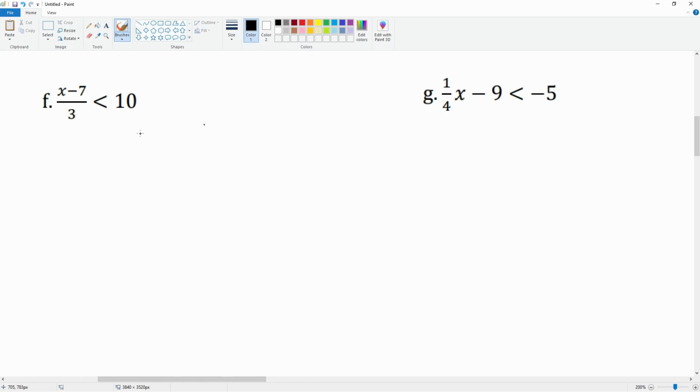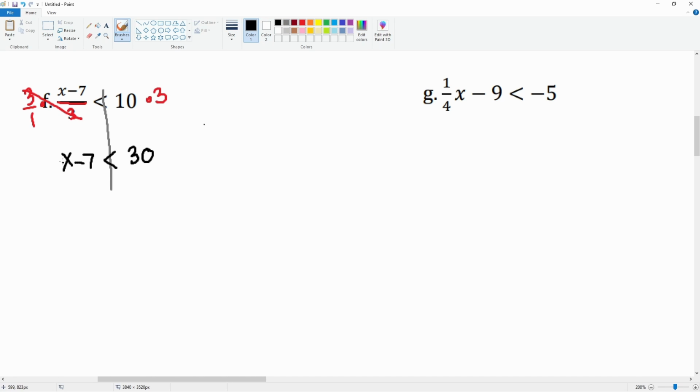Let's look at F. We have x minus 7 divided by 3, which is less than 10. The outermost thing is this divide by 3 that we should get rid of. To get rid of that, we're going to multiply by 3 over 1, or just multiply by 3. This cancels, leaving you with just x minus 7 here. 1 multiplied by anything is just itself. 10 times 3 is just 30. Bring down the inequality symbol. That's what you do when you multiply both sides by 3: you get rid of that fraction.